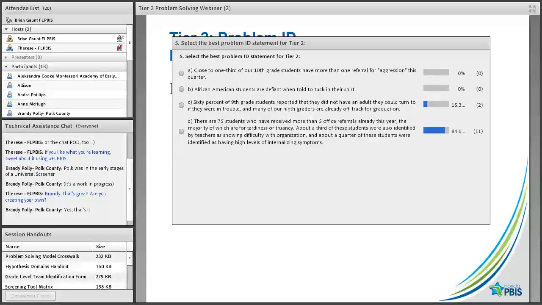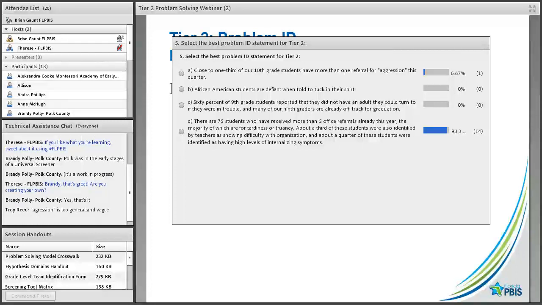All right, so now you can see what everyone else said. All right, so yeah, and I'll say that there are some tricky issues here that we can start talking about real quickly. With regards to the first one, I think we're on the right track. I mean, we've got this approximately 1/3 statement in there. We're referring specifically to 10th graders, and we're referring to the fact that they have more than one referral for aggression.